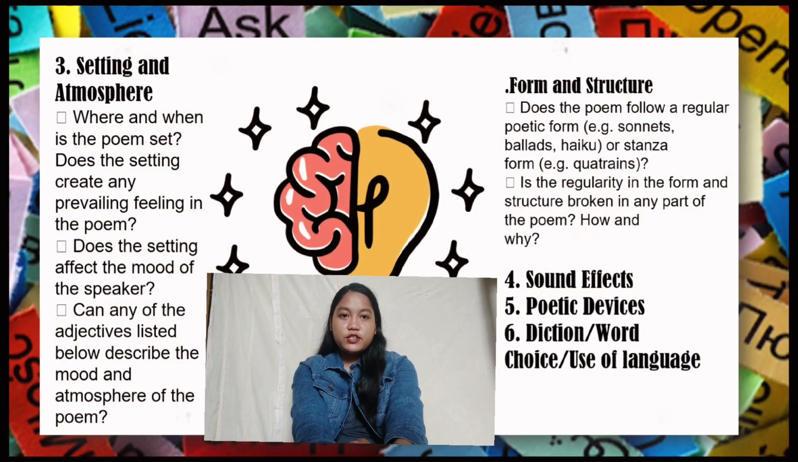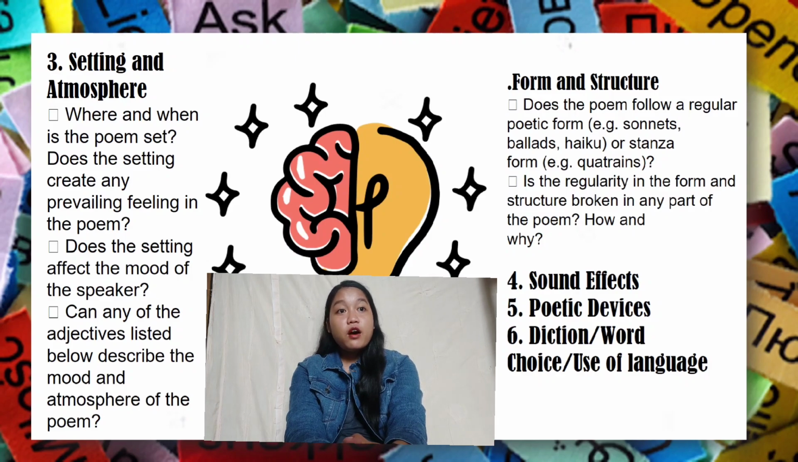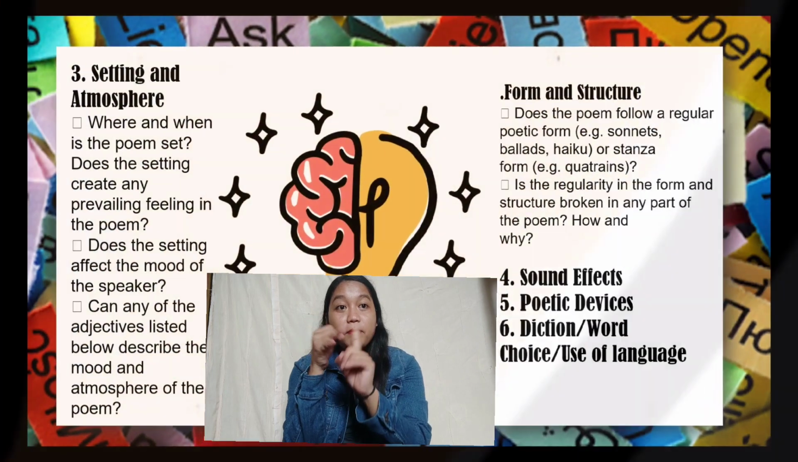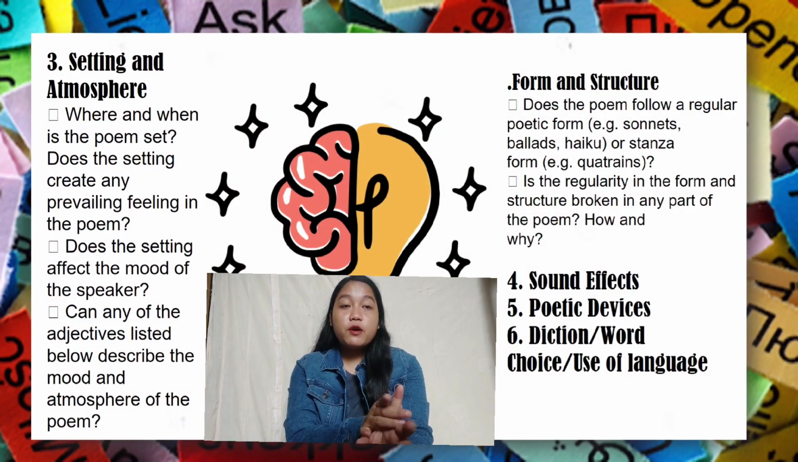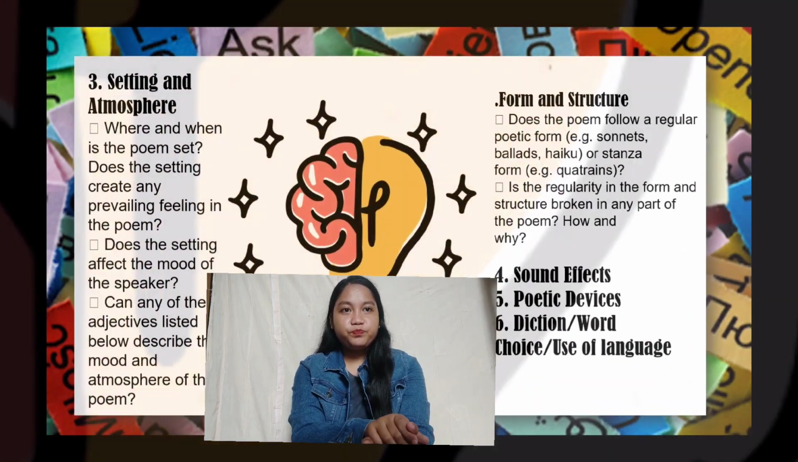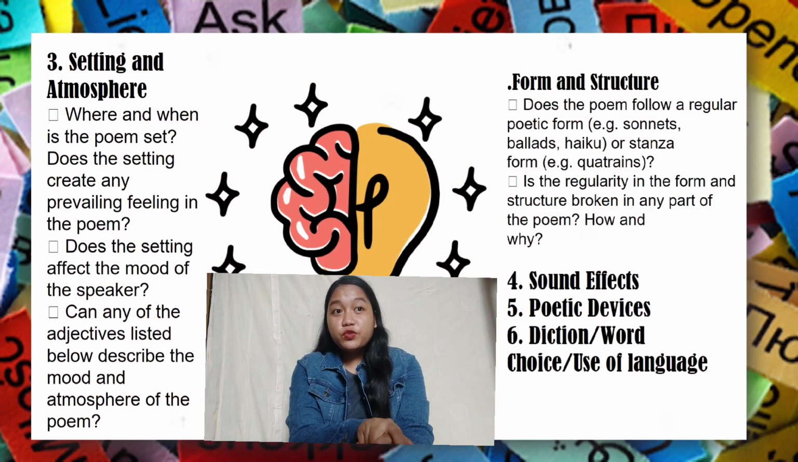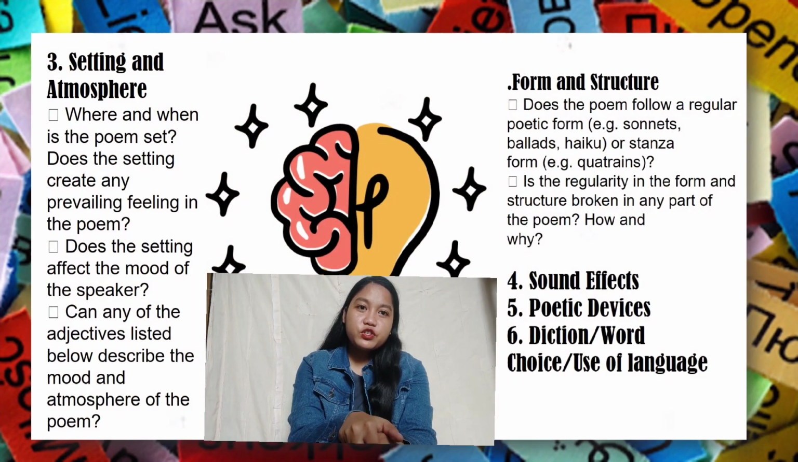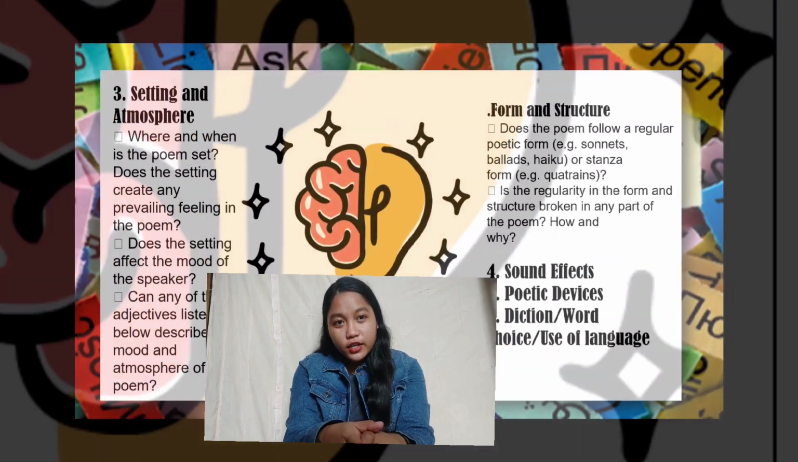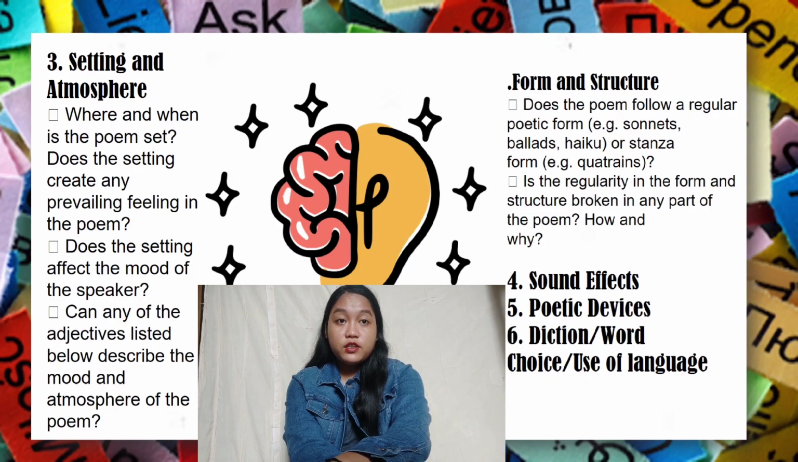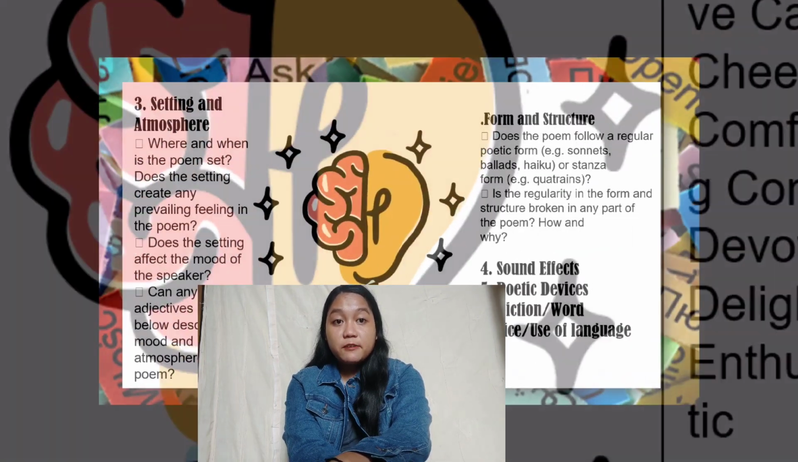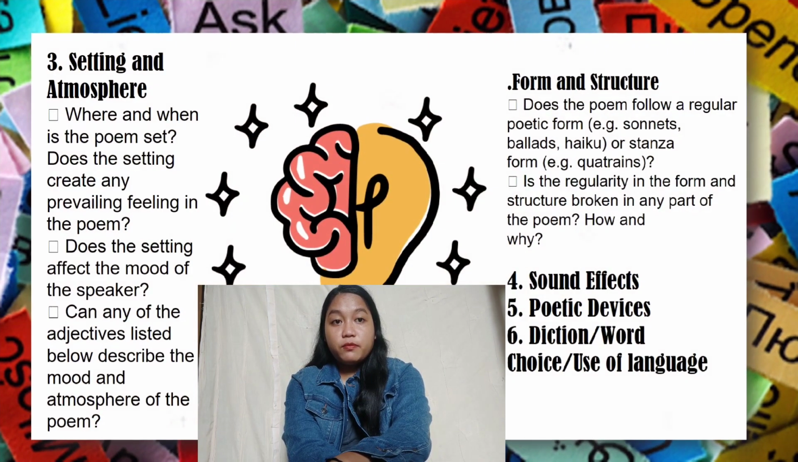Fourth, form and structure. Does the poem follow a regular poetic form, such as sonnets, ballads, haiku, or stanzas like quatrains? Is the regularity in the form and structure broken in any part? Number 5, sound effects. Number 6, poetic devices. Number 7, diction, word choice.